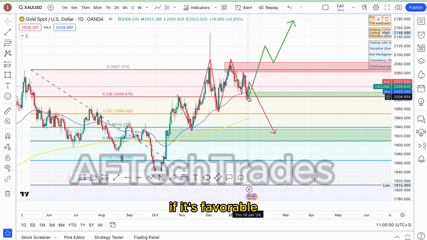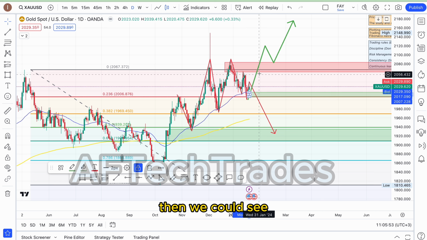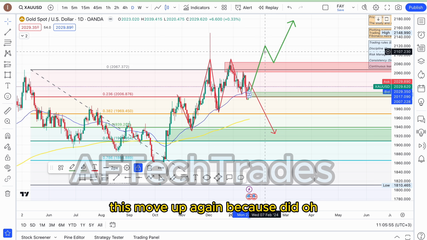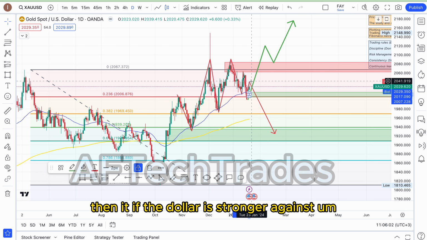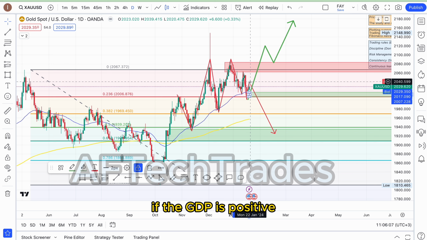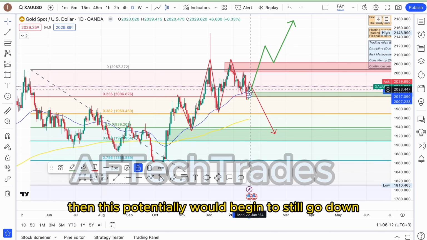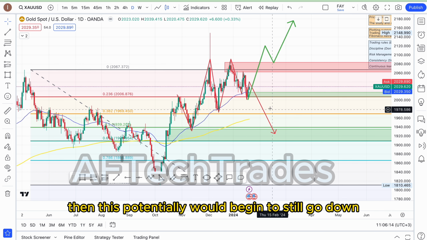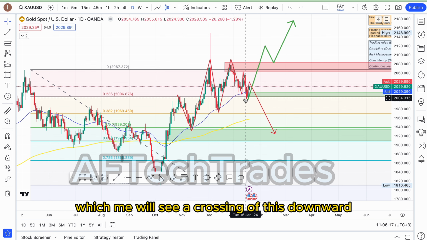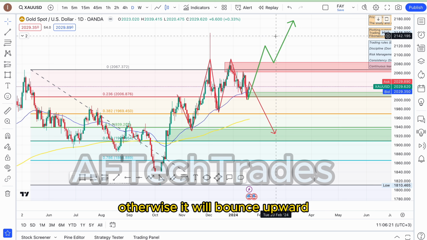If it's favorable, then we could see this move up again, because if the dollar is stronger against that, if the GDP is positive, it shows that the dollar index is doing well, then this potentially would begin to still go down, which means we'll see a crossing of this downward. Otherwise it will bounce upward. So we would hold our breath.